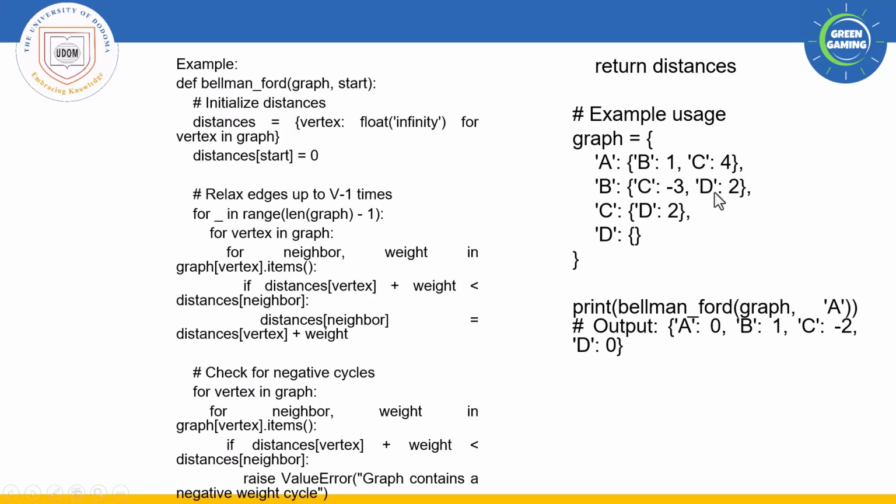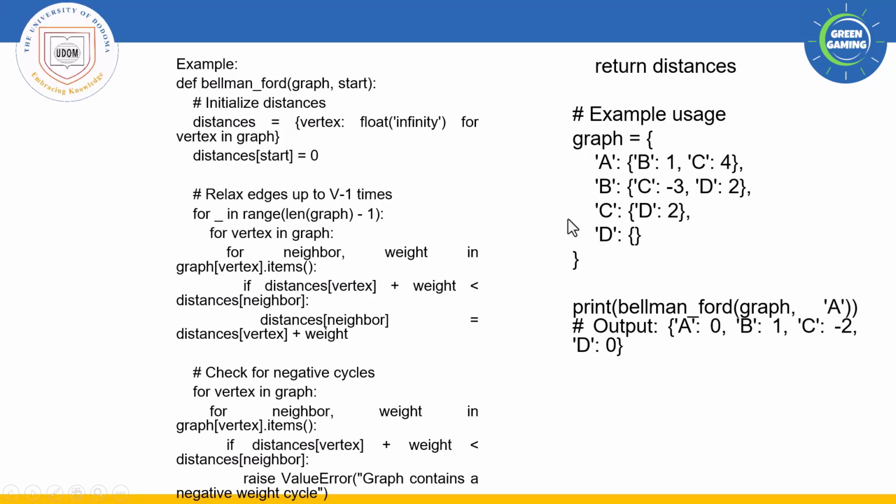Then it will go to D, which is 2. B is 1. Then 2 plus 1, we get D equal to how much? We get D equal to 3. Then to C, D is 2, right? So C is how much? C is negative 3. Negative 3 plus 2, we get how much? We get negative 1. Then D is empty.